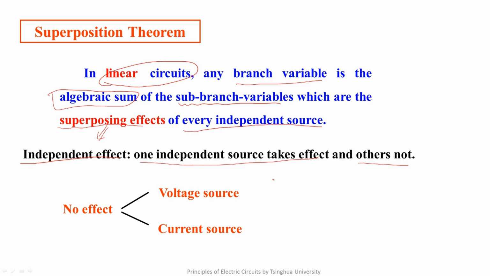What's the meaning of the non-effect for the independent sources? For the voltage source, it means its value is zero. We've introduced previously that a voltage source with zero value is equivalent to a resistor with zero value and is equivalent to the short circuit. For the current source, it means that a current source with zero value is equivalent to a resistor with infinite value and is equivalent to the open circuit.